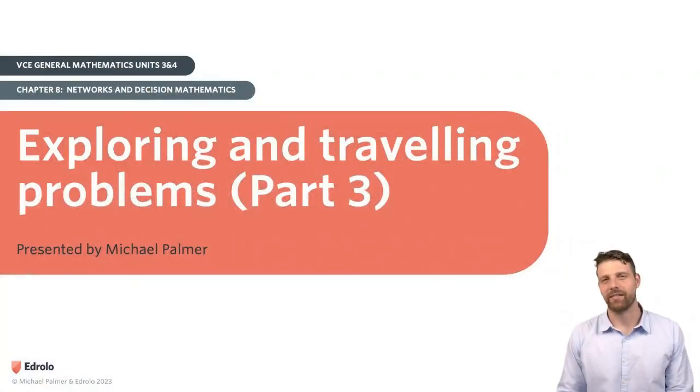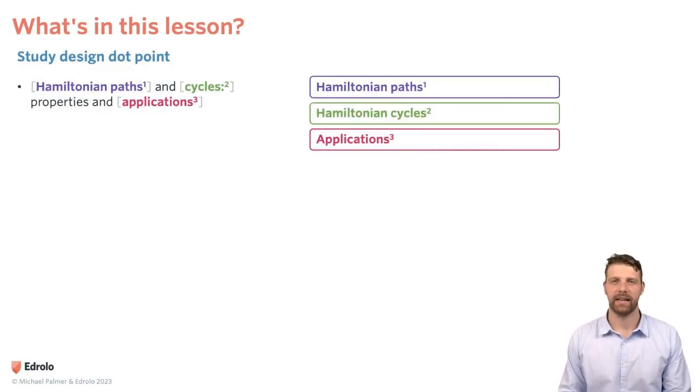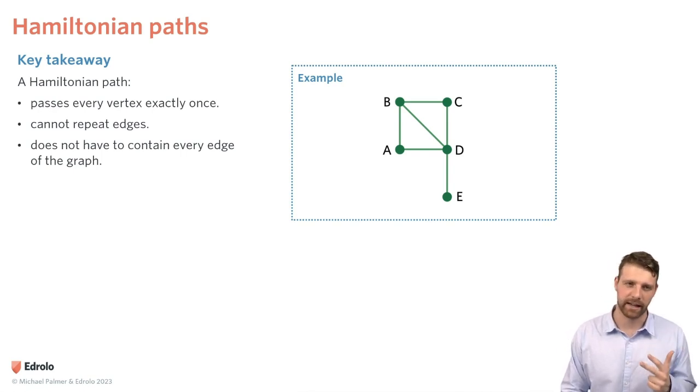All right, exploring and traveling problems, part 3. This is the last one in this set. In today's lesson, we're looking at Hamiltonian paths, Hamiltonian cycles, and their applications. A Hamiltonian path passes every vertex exactly once. It cannot repeat edges, and it does not have to contain every edge of the graph.